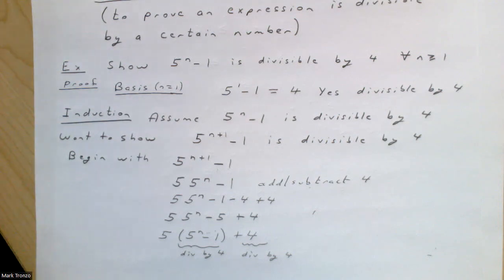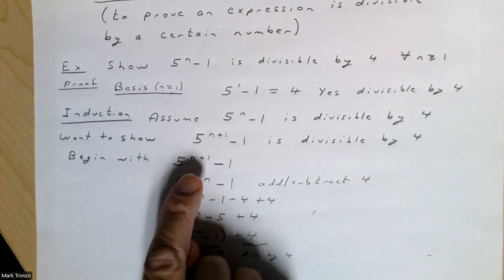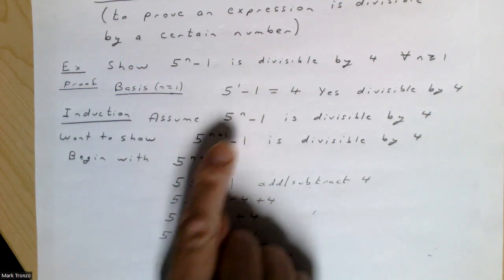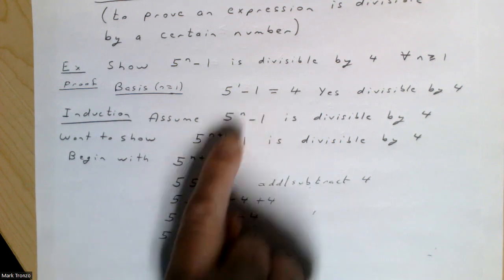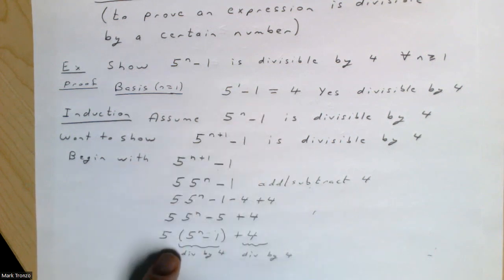And so usually that's one of the tricks that you need to keep in mind: you want to try to use your assumption. You're going to work with what you're trying to show and then somehow be able to work your assumption into it.